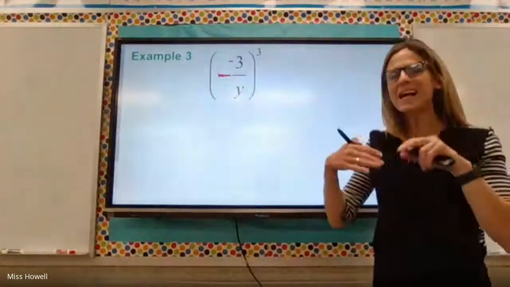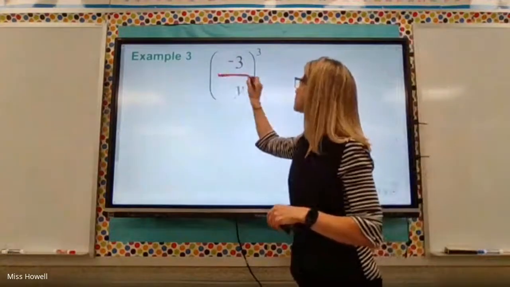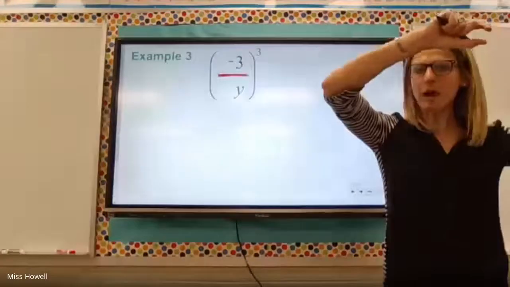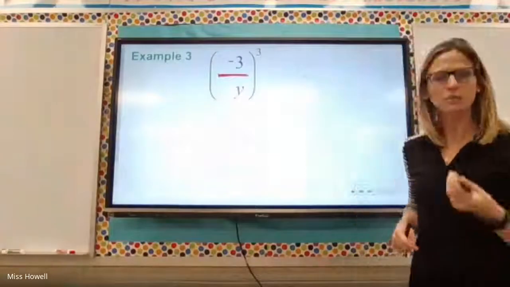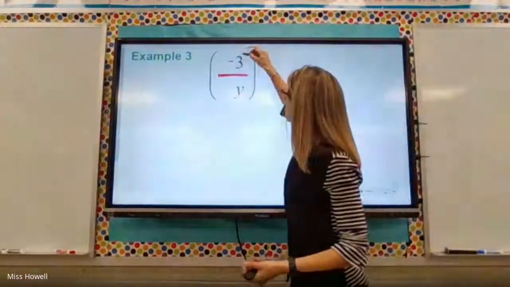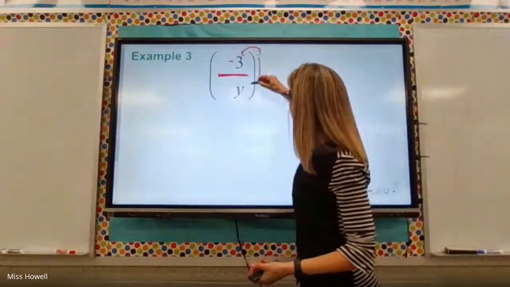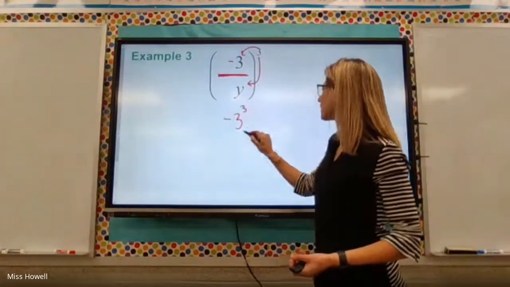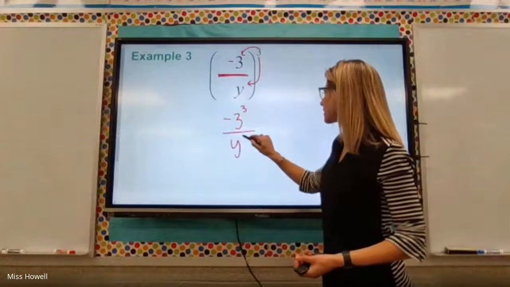All right, now, inside our grouping is a fraction bar, which represents a quotient, which tells me I can take the power and share it just like I can in rule number 3. So this 3 is going to go to the negative 3, and this 3 is going to go to this y. So we have negative 3 to the 3rd, and we have a y to the 3rd.